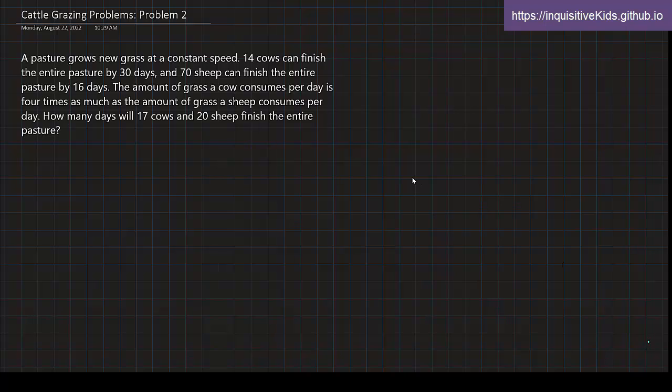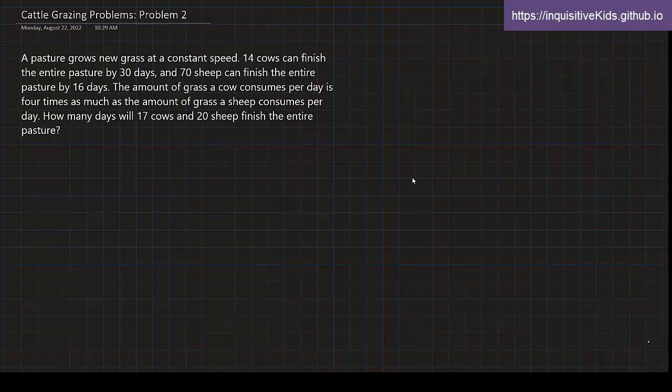Problem 2. A pasture grows new grass at a constant speed. 14 cows can finish the entire pasture by 30 days, and 70 sheep can finish the entire pasture by 16 days. The amount of grass a cow consumes per day is 4 times as much as the amount of grass a sheep consumes per day. How many days will 17 cows and 20 sheep finish the entire pasture?